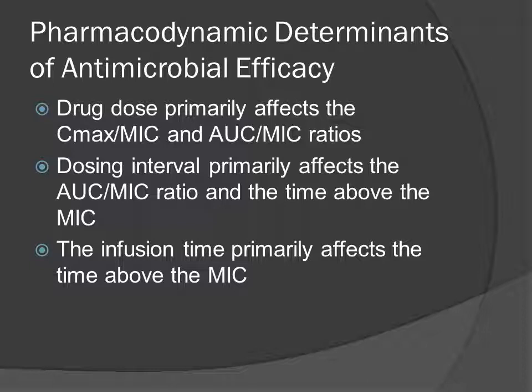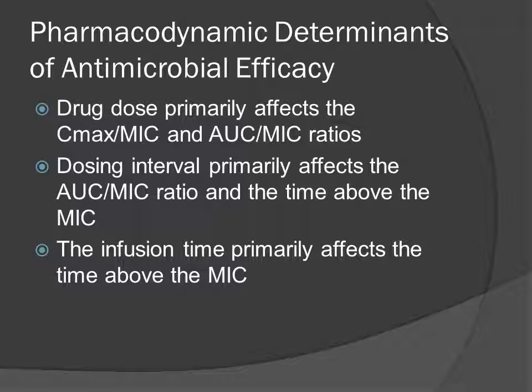So what are some of the pharmacodynamic determinants of antimicrobial efficacy? What makes an antibiotic successful, and how do we adjust dosing or frequency in order to maximize the effects of the antibiotic? When you increase or decrease a drug dose, that is going to primarily affect your Cmax, or your maximum concentration in the blood, versus MIC ratios, and your AUC versus MIC ratios. Your AUC is the overall exposure to the drug.